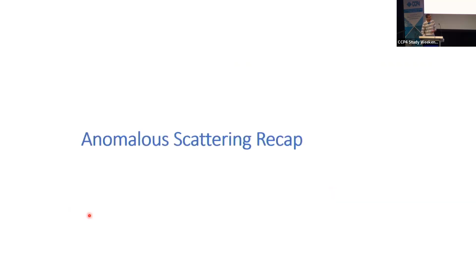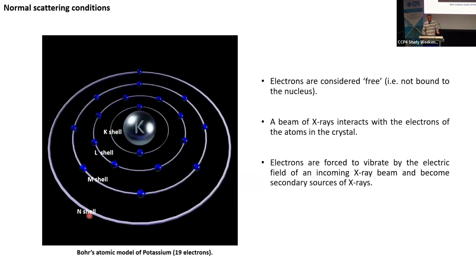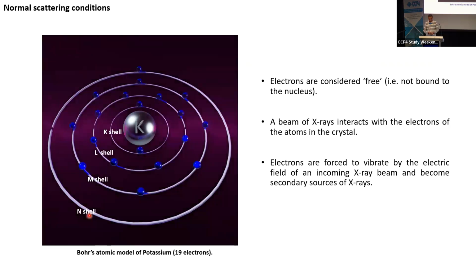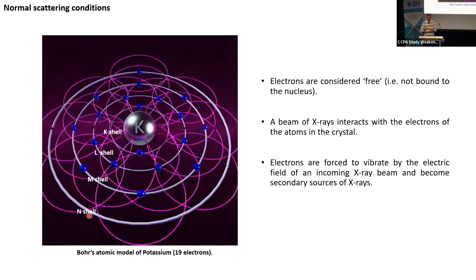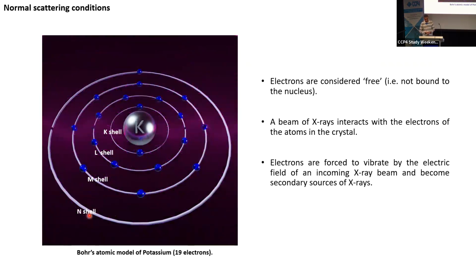So since it's a study weekend, I would just give a quick recap on what is anomalous scattering. That's mainly for students. So in normal scattering conditions, you consider that your electrons are free. They're not bound to the nucleus. And when the X-ray beams interact with electrons, they are going to oscillate with the X-ray beam. And by doing that, if you oscillate a charged particle, it will itself emit X-rays.